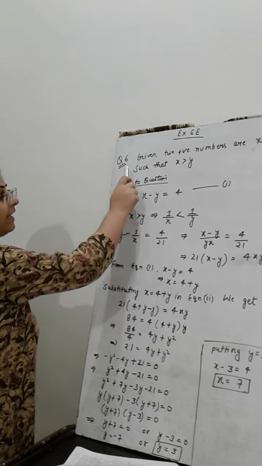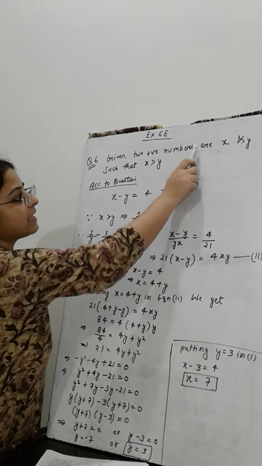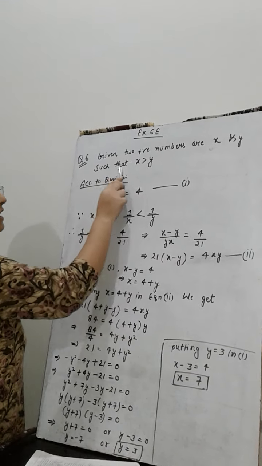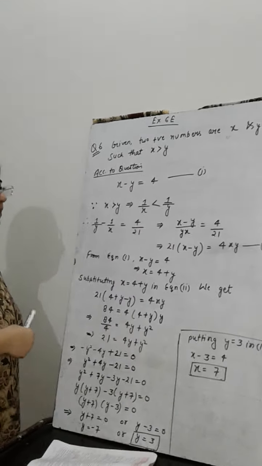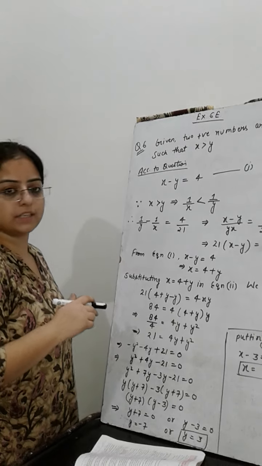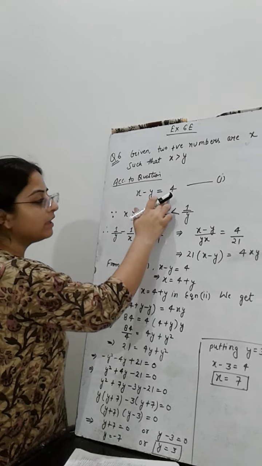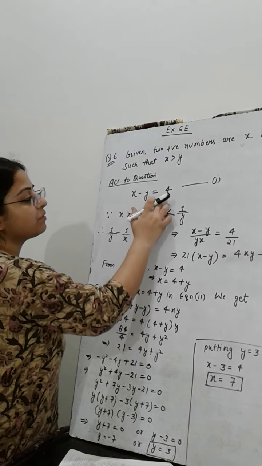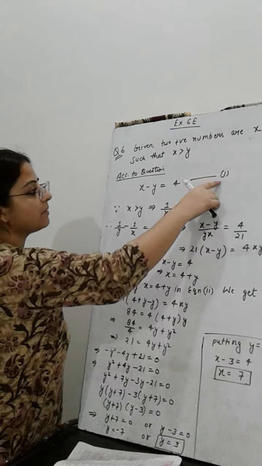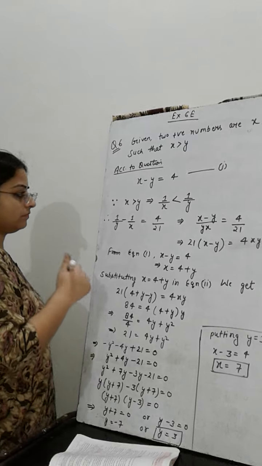So it is given that the two positive numbers are x and y such that x is greater than y. So according to question, it is given that the difference between the two positive numbers is 4. Therefore, x minus y equals to 4. This is equation number 1.